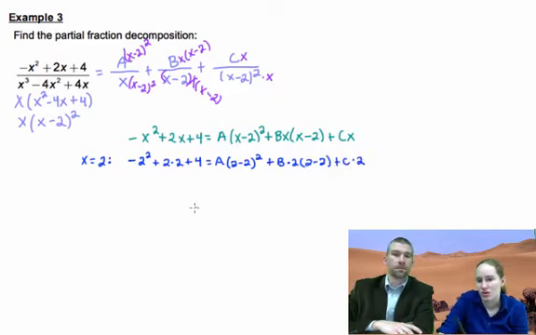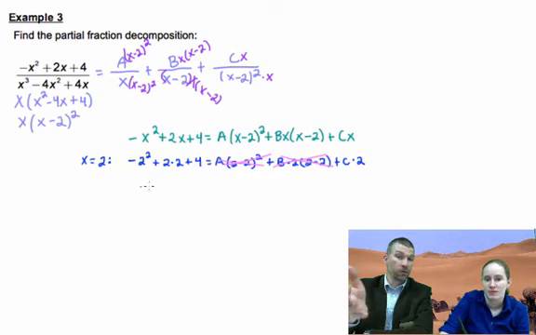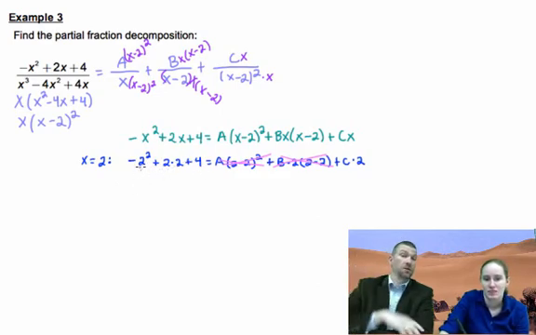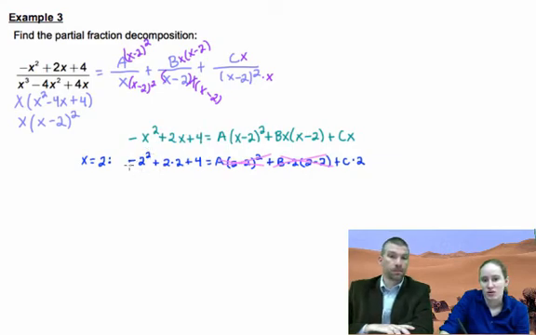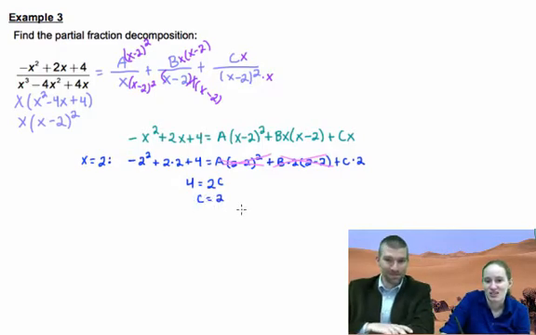Okay, so A and B are going to go away. And if at any time you can eliminate two of those terms on your first step, that's a great thing to do. So 2 squared is 4, that's negative 4, plus 4, that's 0. So we get 4 equals 2C. So you divide both sides by 2, and you get C equals 2.